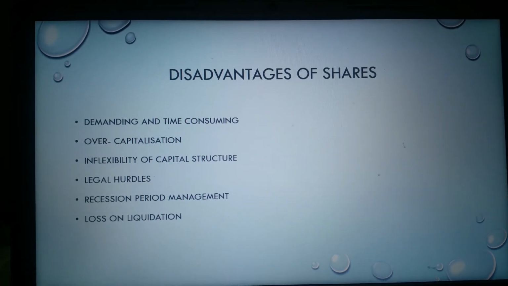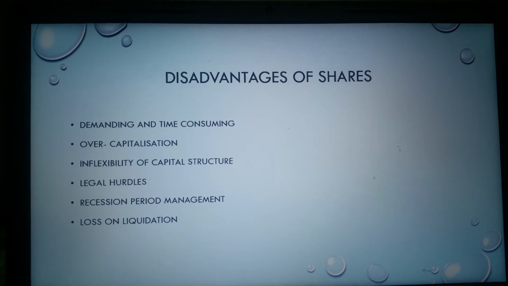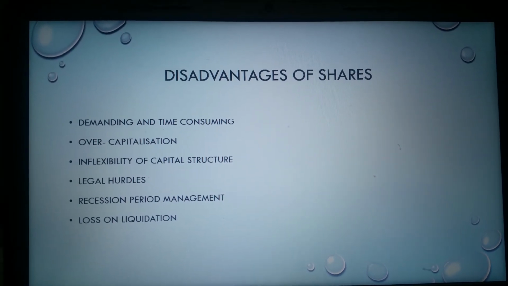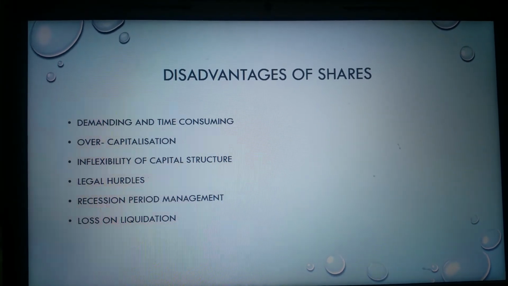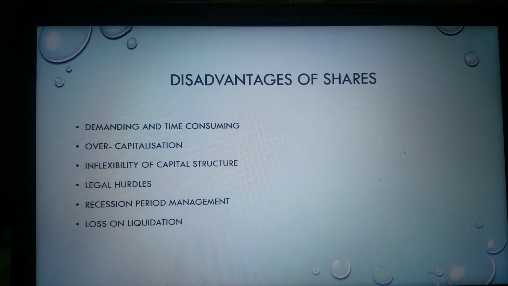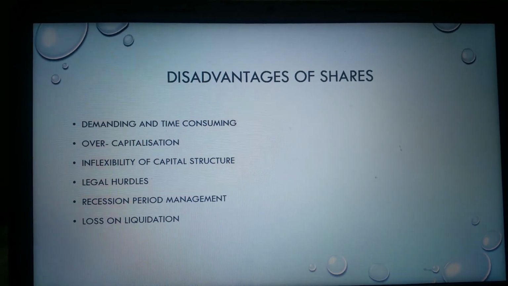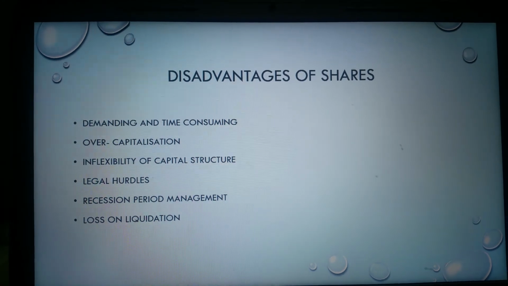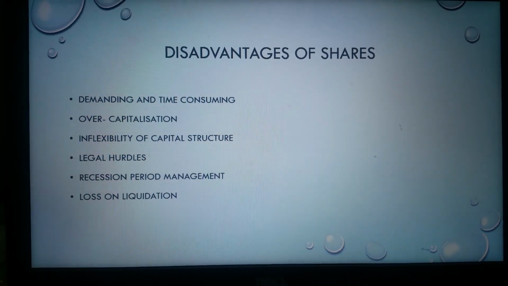Next is legal hurdles. The companies have to comply with various legal formalities when they are issuing shares. Some companies cannot issue equity shares until they have been incorporated or registered. A company has four stages in its formation, that is promotion, incorporation, capital subscription, and commencement of business. Unless the first two stages, promotion and incorporation, have been fully complied with, the company cannot proceed with the issue of shares. So these are some of the legal hurdles.